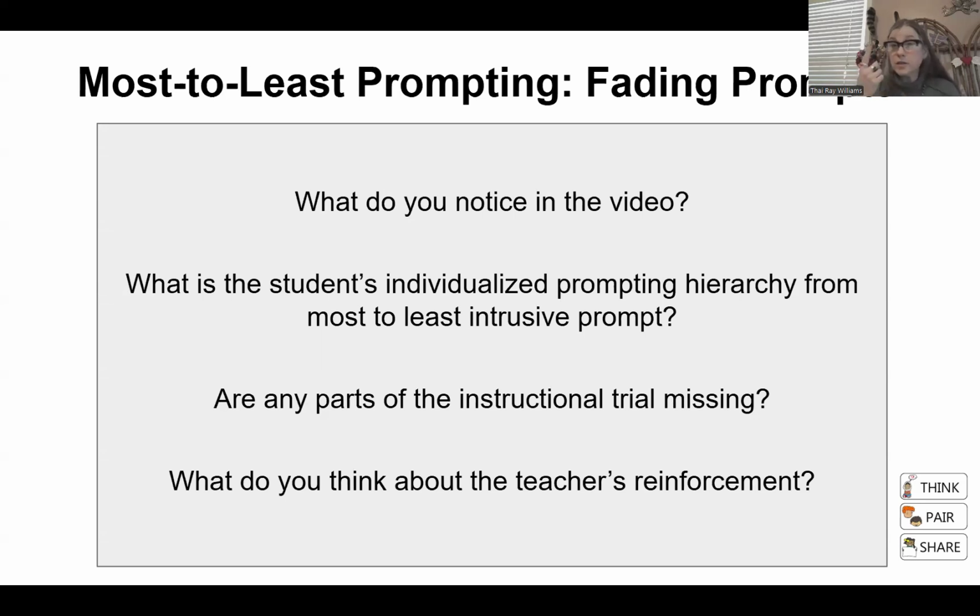Are there any parts of the instructional trial that are missing? Is there an attentional cue? Is there an instructional cue or a task direction? Is there a behavior? And then is there a consequence, which could be either positive reinforcement or some type of error correction? And then I want you to think about the teacher's reinforcement. What do you think about it?